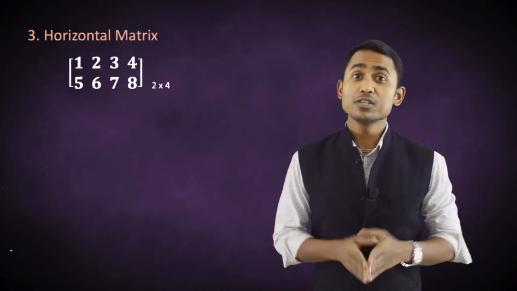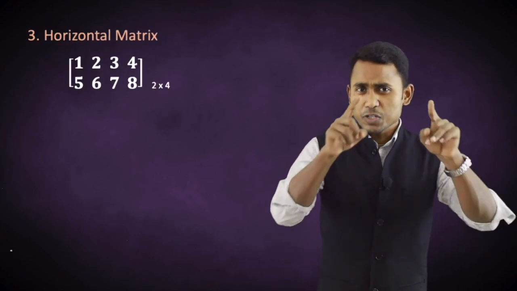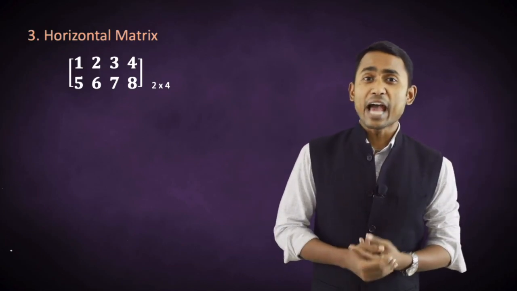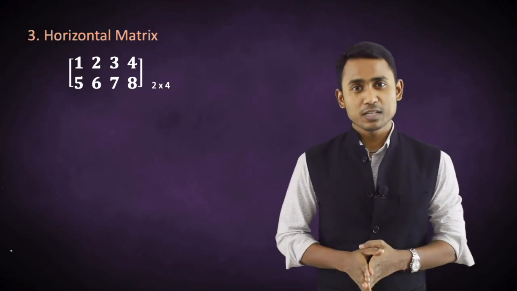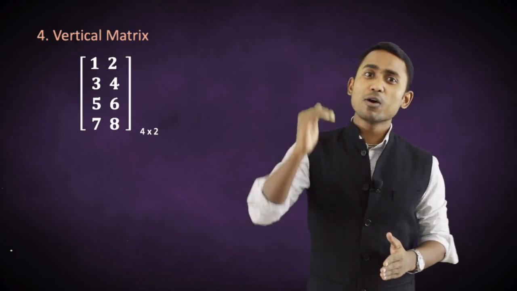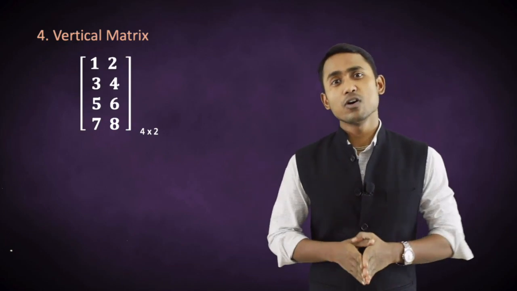Then we have horizontal matrix. A matrix which looks horizontal is called horizontal matrix. As you can see here, it has more number of columns and less number of rows. Then we have vertical matrix. So vertical matrix means it is straight above, like vertical. It has more number of rows and less number of columns.